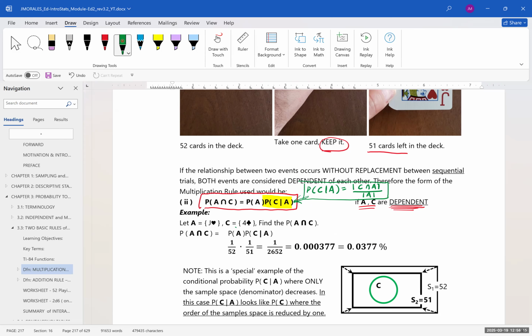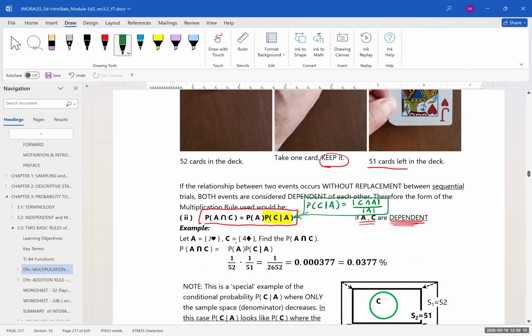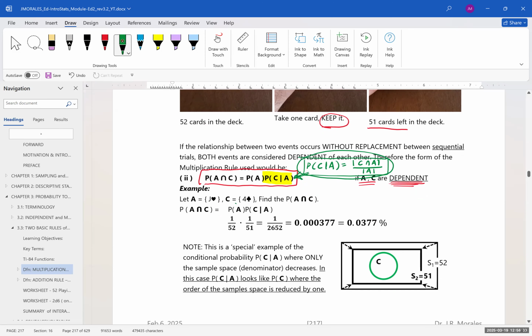But, given this simple case here, I couldn't really find an equation or a simple way of explaining this kind of dependent event using this formula here. So what I'm calling this is kind of like a special example of conditional probability where only the sample space is changing. All right, so let me maybe try and elucidate what I mean.